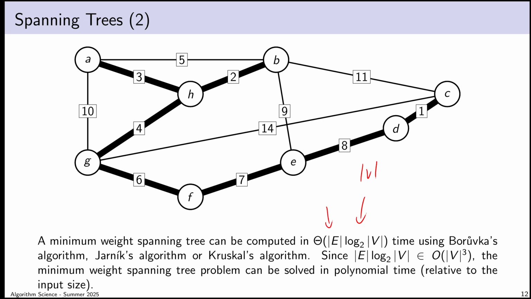The input size in this case really is proportional mostly to the number of vertices, because the number of edges, which also is a factor in the input size, is bounded above by v squared. So because we know about this relationship here, that the number of edges is big O of v squared, really the number of vertices is sort of a good proxy for the input size writ large in terms of talking about polynomial time algorithms. And so obviously since log of v is big O of v, this expression is polynomial in the number of vertices of the graph and therefore polynomial in the input size. So we can definitely solve the minimum weight spanning tree problem in polynomial time.